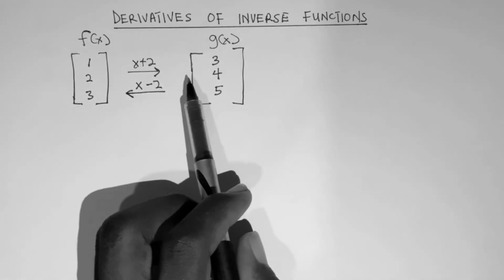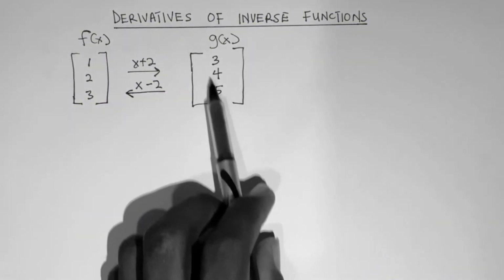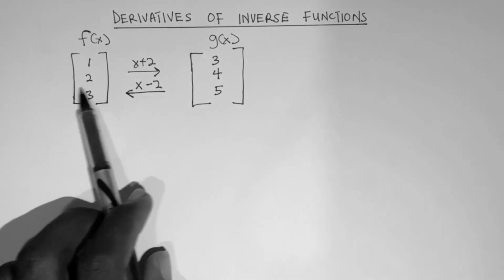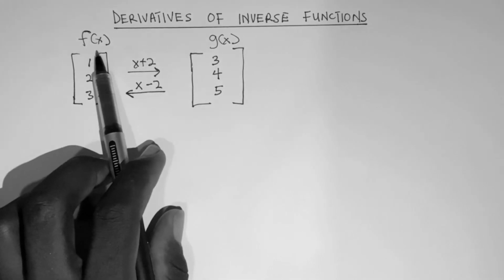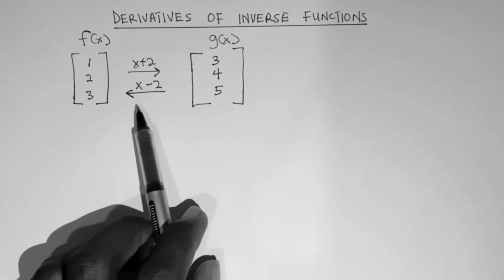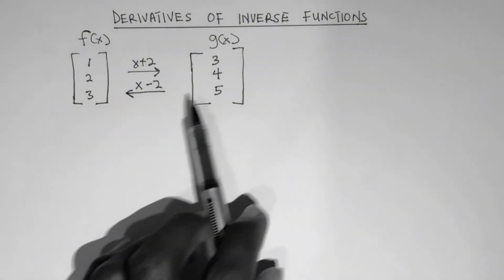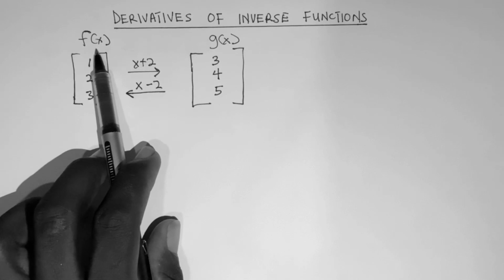So now you see that if you put the entries in g of x back into this function, we'll get back f of x. So we say that g of x is the inverse of f of x. And then the inverse function is the function by which if you perform an operation, you are going to get back f of x.